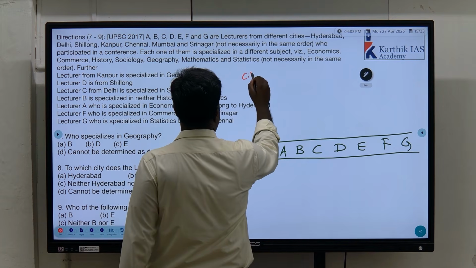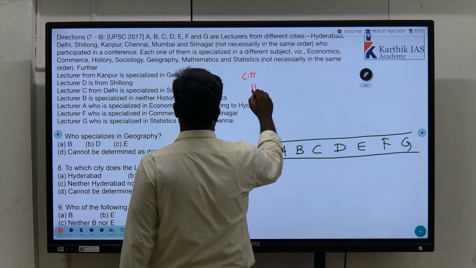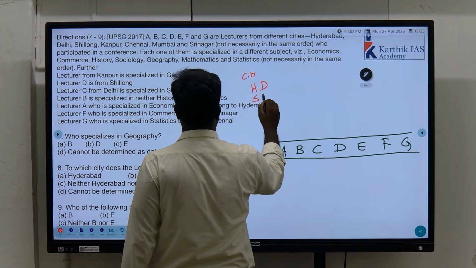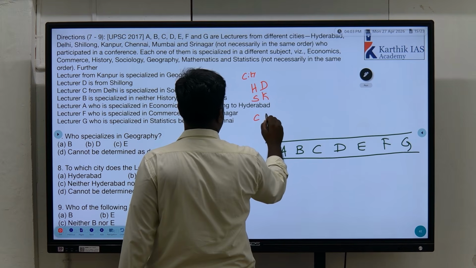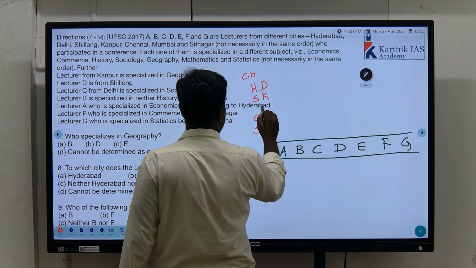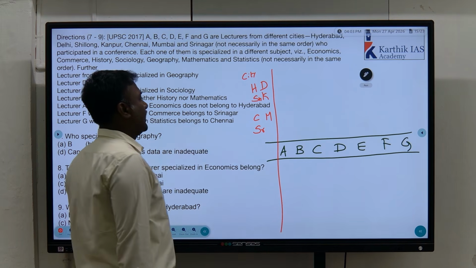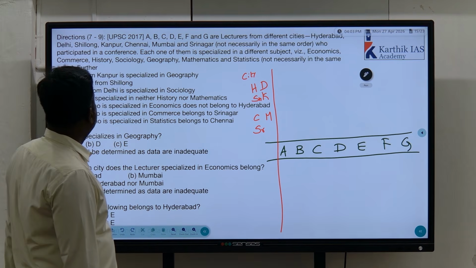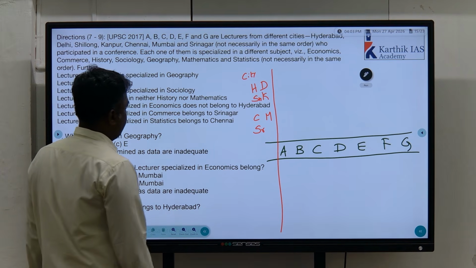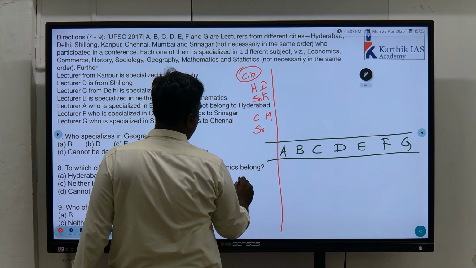Cities, what I am going to do is, cities I will take it here. Hyderabad, Delhi, Shillong, Kanpur, Chennai, Mumbai, Srinagar. Srinagar and Shillong both are in S. So I will take SH and SR. Okay. And then subject. City it is.